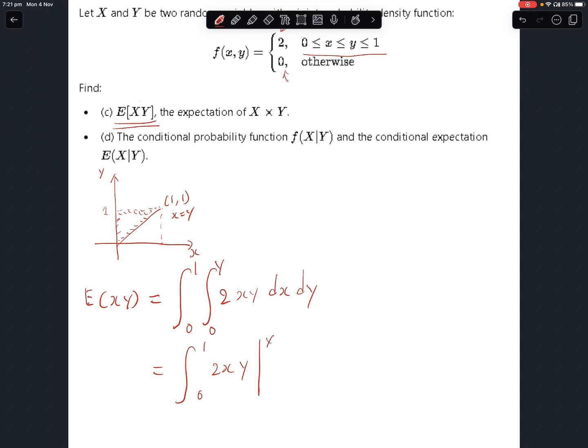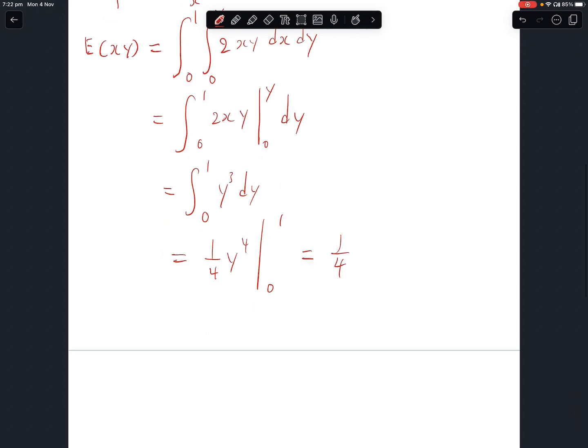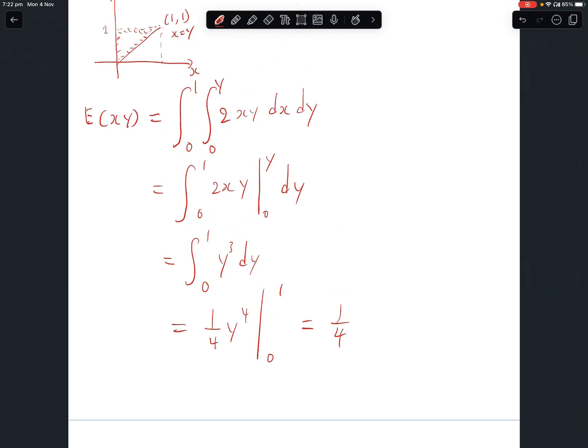Sorry, this is y, this is y 0, and then dy. Okay, so we substitute the y, so we got this result, right? And then because y is from 0 to 1, we substitute 1 into this formula. After integrating, it is equal to 1 over 4 times y to the power of 4, and the value is from 0 to 1. When we substitute the value 1, we get 1 over 4 here. Okay, so this is the answer to question C.